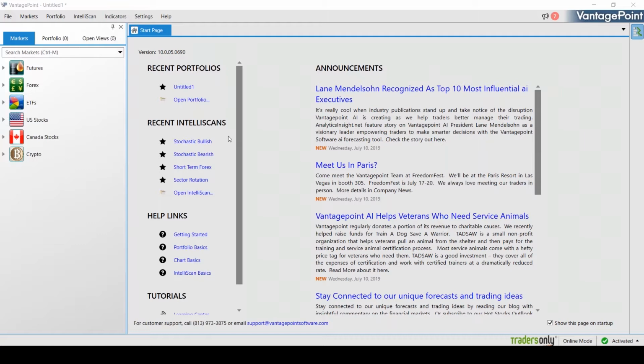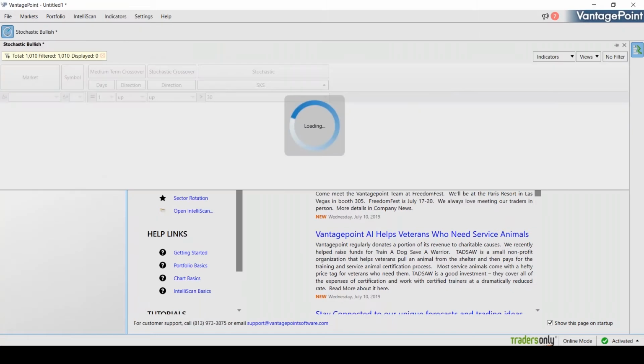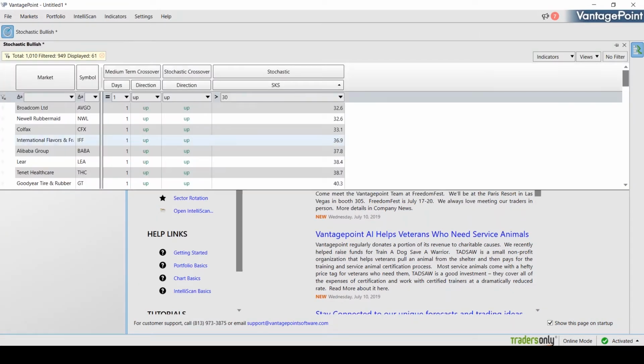You should have all received 8 different Intelliscans with the invite, and you want to have them ready to go because we're going to start first with the Stochastic Bullish Intelliscan. So I'm going to pull that one up first, and we're going to start by looking at some stocks. Let's pull up this scan together and let that load. Fantastic. Now what we've done is add all of our stocks into this Intelliscan.